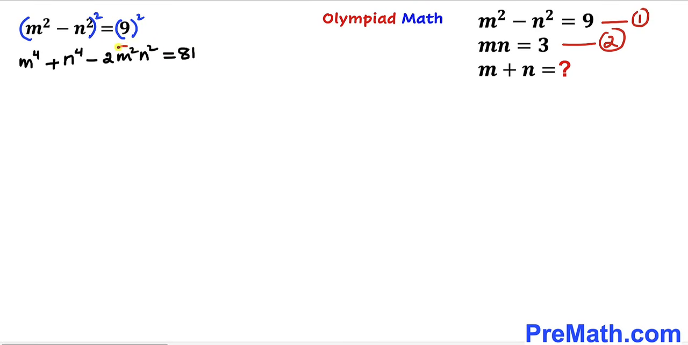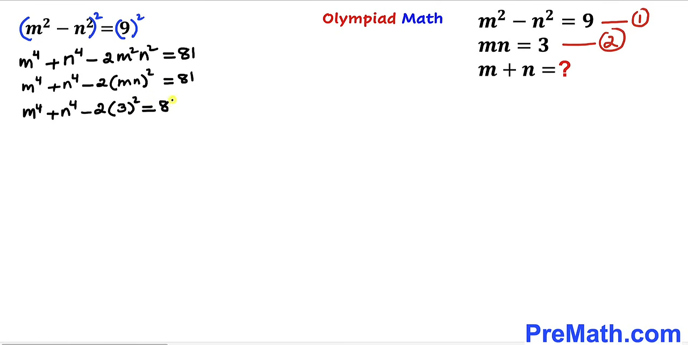Now we are going to tweak this part, m square times n square. This could be written as m times n whole square. Now let's focus on equation 2. We can see m times n value is 3, so I'm going to substitute this value 3 here. Therefore we can write m power 4 plus n power 4 minus 2 times 3 square equals 81.